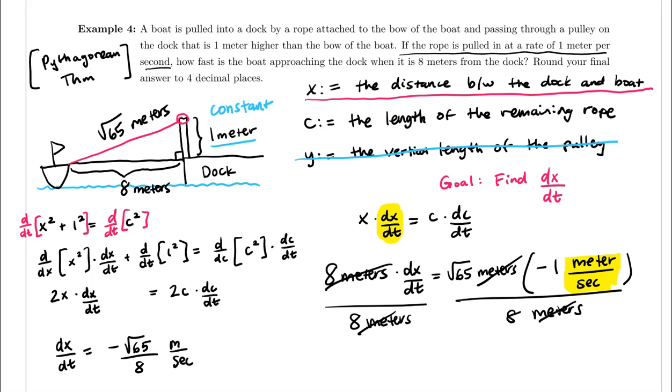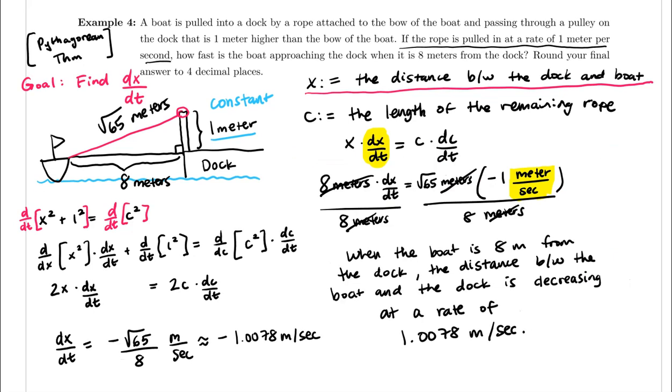Let's go ahead and write a sentence to interpret what this means. All right, so the interpretation of our answer is, when the boat is 8 meters from the dock, the distance between the boat and the dock is decreasing at a rate of 1.0078 meters per second, and it asks us to round our answer to 4 decimal places, which is what I did. I threw that into my calculator. So that's it for example 4.